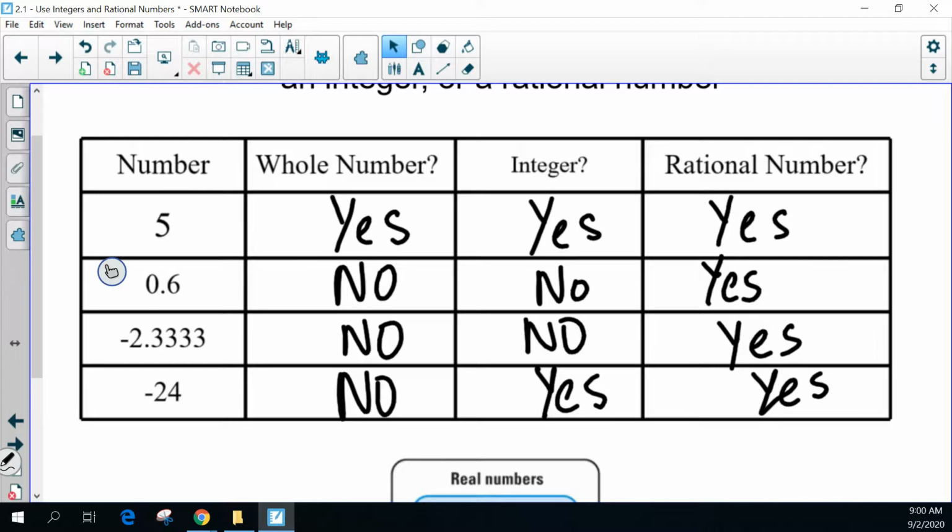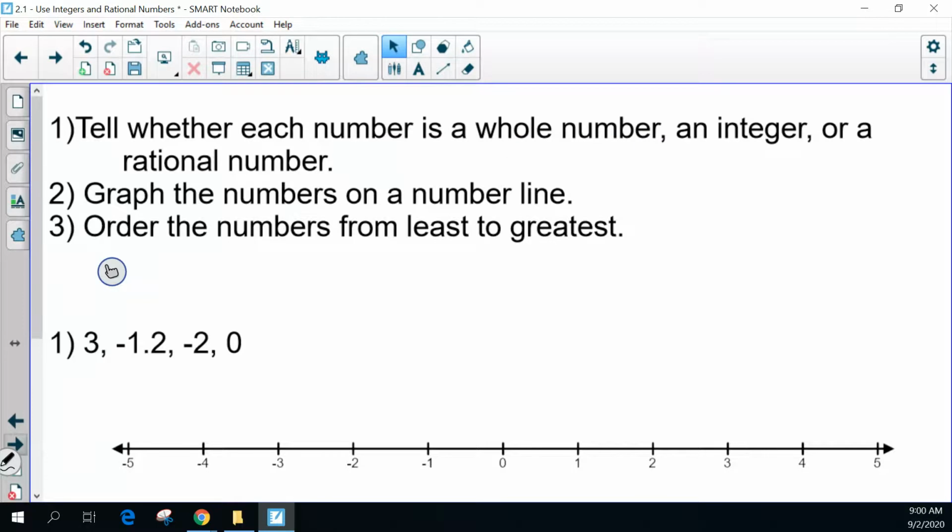Okay, so what we're going to do is tell whether each number is a whole number, an integer, or rational. Then we're going to graph the numbers on a number line and order the numbers from least to greatest. When you graph them on a number line, you're already ordering them from least to greatest because you would have them in order on your number line. If I were you, I would just use one of the lines on your notebook paper to make a number line. It doesn't have to be anything artistic or across your whole paper, and we're going to go through and graph these.